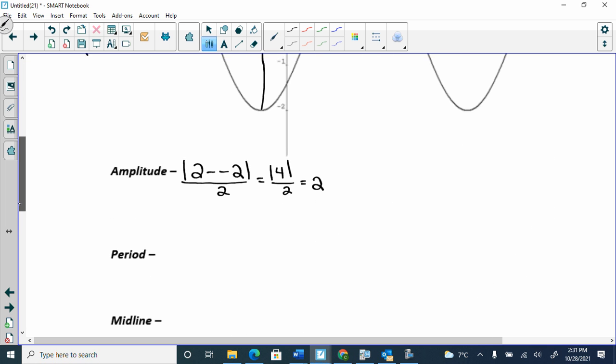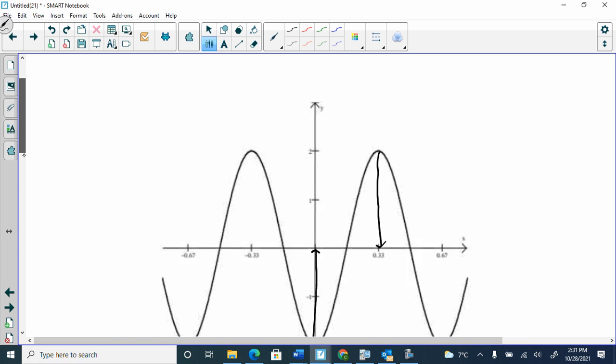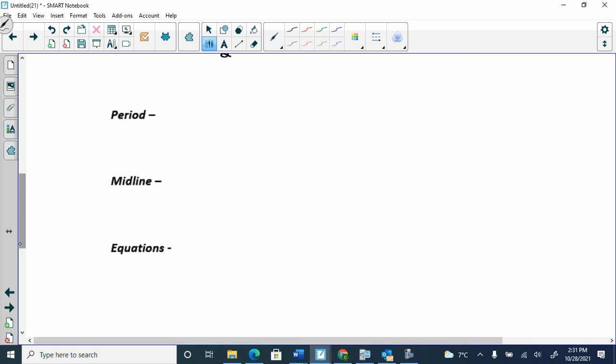So this amplitude for this one is 2. So now I'm going to go y equals 2 cos. Y equals negative 2 cos. Y equals 2 sine. Y equals negative 2 sine. Then I'm going to flip over. Notice the pattern. We're going to just keep doing that. So for this one, it's 2 again. So I'm going to go y equals 2 cos. Y equals negative 2 cos. Y equals 2 sine. Y equals negative 2 sine.